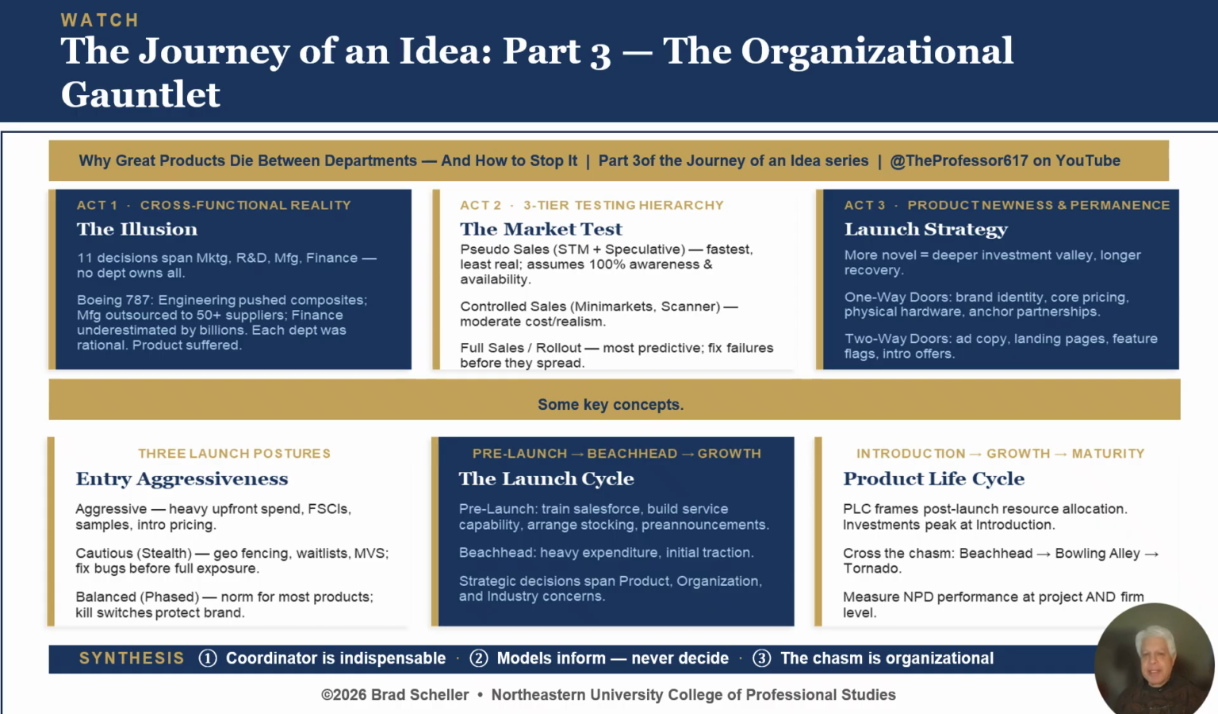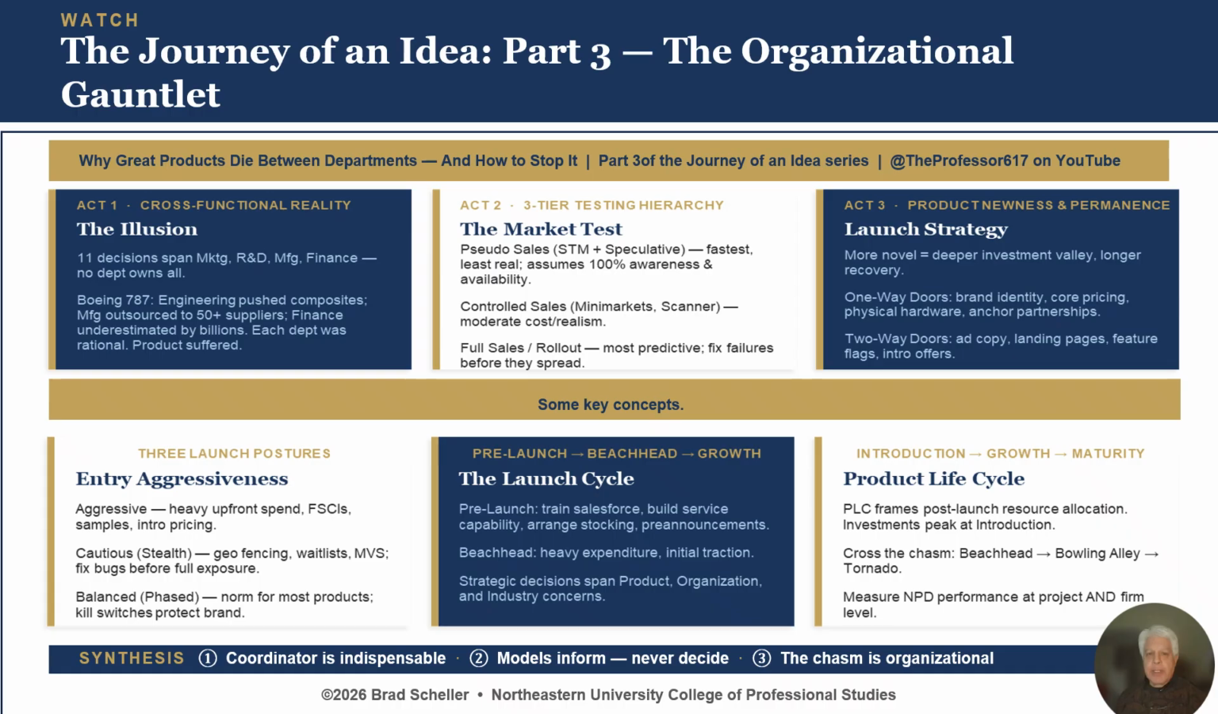In Act 2, the market test. Market testing has 3 tiers. The pseudo sales, which is simulated test markets, and speculative sales. I go over that in the video. Those are the fastest and cheapest, but they assume 100% awareness and availability of the product, which is idealized. Control sales, you sit in the middle, is mini markets, scanner testing, direct marketing, informal selling. Full sales is geographical rollouts and test markets. That's the slowest and most expensive, but it's also the most predictive. The rollout strategy is specifically designed so failures in one market get fixed before they spread to the next.